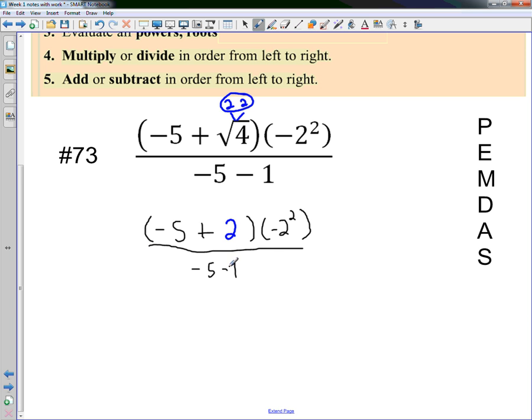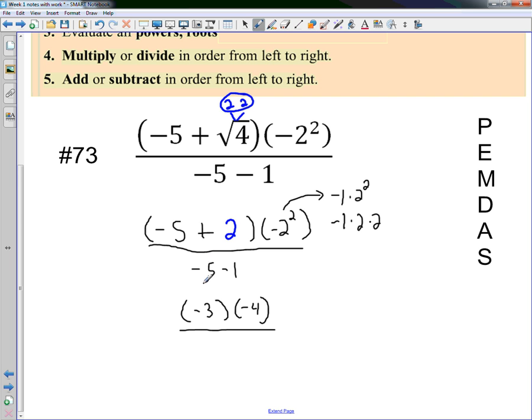Okay, so we have an exponent, and we have some addition and subtraction. Since these are both in their own little parentheses, they're sort of their own little problem. So I can actually do this addition before I do the exponent, or we can do them in the same step. So negative 5 plus 2 gives me negative 3. Now here's that case where we have negative 1 times 2 squared, which is negative 1 times 2 times 2, which gives me 4 times negative 1, or negative 4.